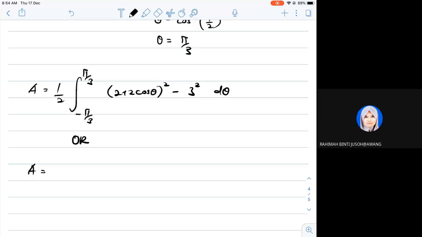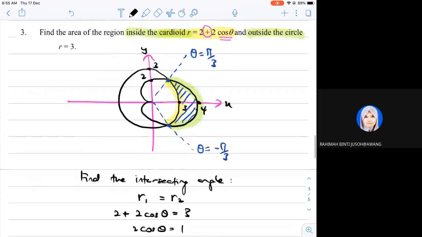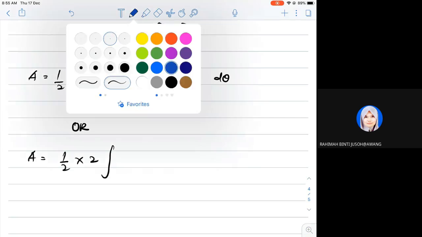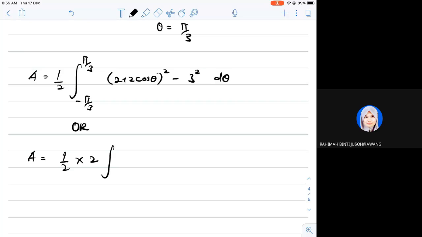Or again, in this question, you also can have half region. So A equals 1 over 2 times 2. When we consider half, because this graph is symmetric, we consider theta starting from 0. So I just consider half of this region, and then I have to multiply by 2, of course. So we consider from 0 until pi over 3. And then we have the same formula, of course, cardioid minus circle.